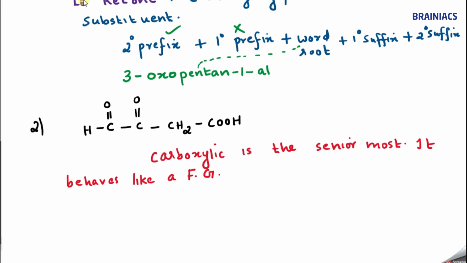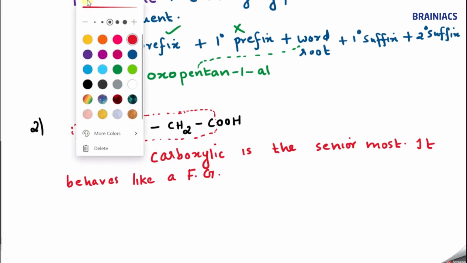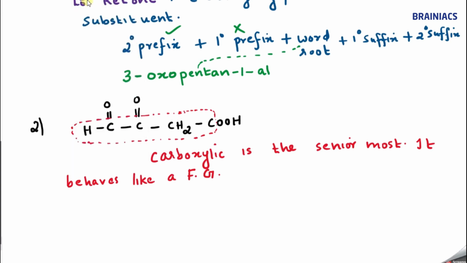Now we should start identifying the parent carbon chain. So this should be my parent carbon chain, correct? So I will choose this as my parent carbon chain. Now let's start the numbering. The functional group should get the minimum possible number 1, then this should be 2, then this should be 3, and this should be 4, correct? So now see how you can name this one.